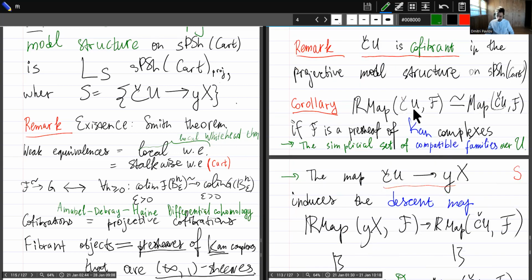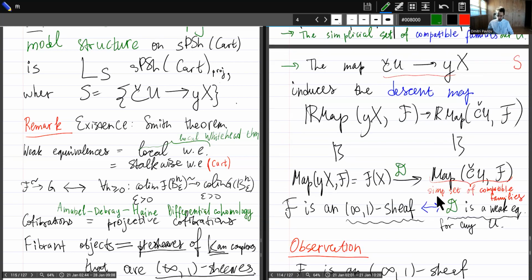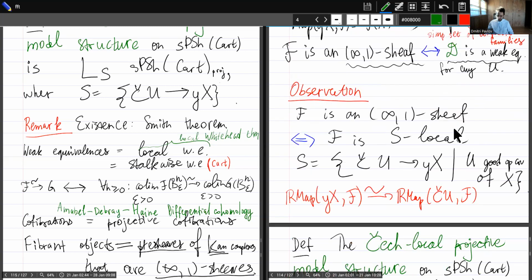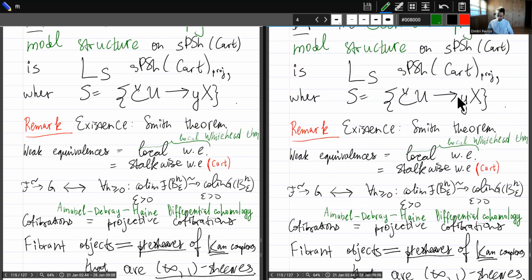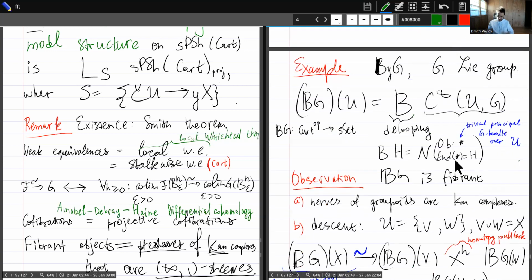And even more generally, mapping the Czech nerve gives you one implementation of the simplicial set of compatible families over this open cover. And we also consider the examples.